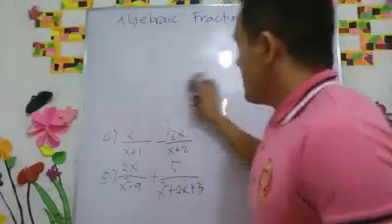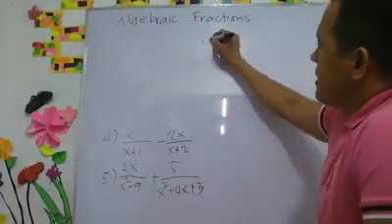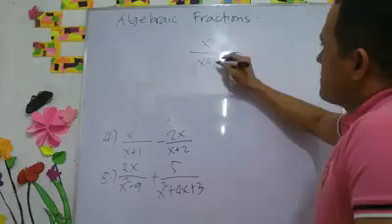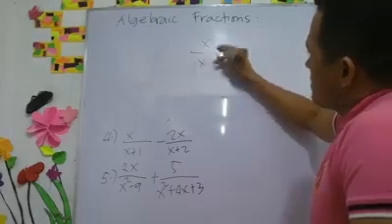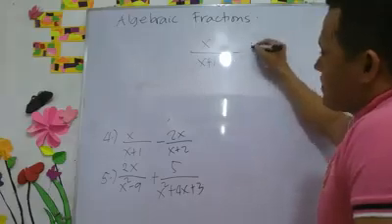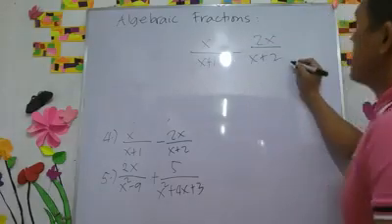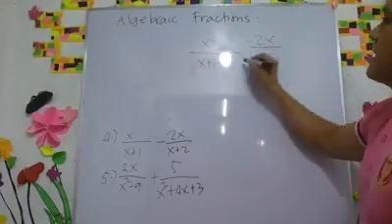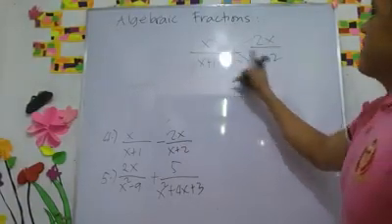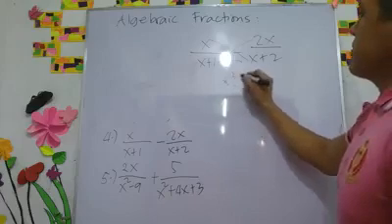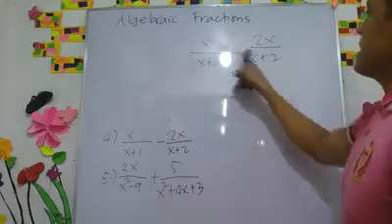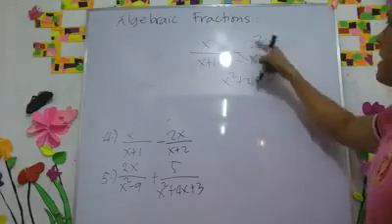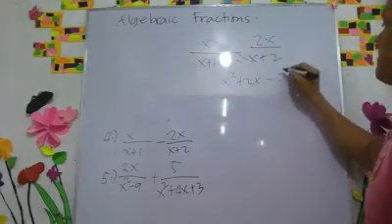Next, x over x plus 1 minus 2x over x plus 2. This one, the denominators are not the same, because x plus 1 and x plus 2, so again just do it like this. So x times x plus 2, that is x squared plus 2x, right? Because it's x times x, which is x squared, and x times 2, that's 2x. And then minus 2x times x, that is 2x squared.